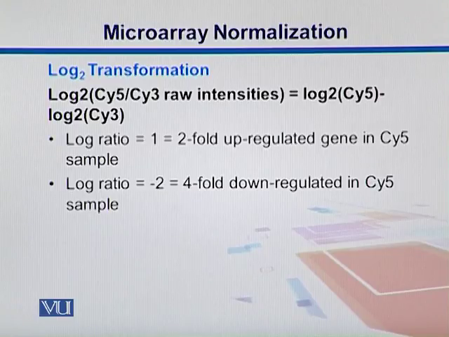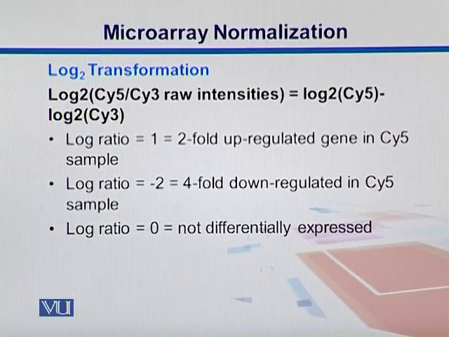A log ratio of -2 means 1 by 2 raised to power -2. So that is fourfold down regulated in CY5. So CY5 is actually 1, maybe, in order to just understand in this example, whereas CY3 is 4. So in that case we will get the log answer as -2.